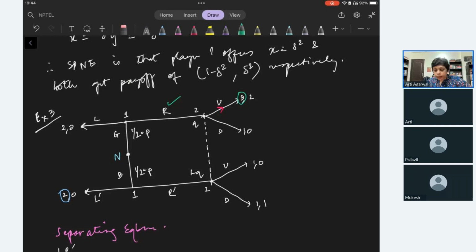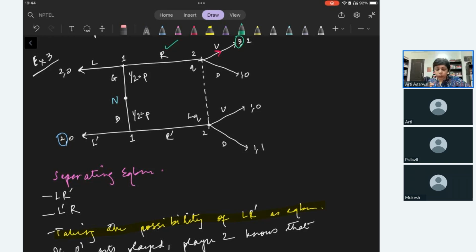Now in the second continuation game, what is happening? If player 1 is playing U, the payoff of player 1 here is 1, and if he chooses L prime, his payoff is 2. So he's going to choose L prime instead. And hence, R and R prime is not an equilibrium strategy because he's not choosing R prime in the second continuation game. Therefore, we conclude.